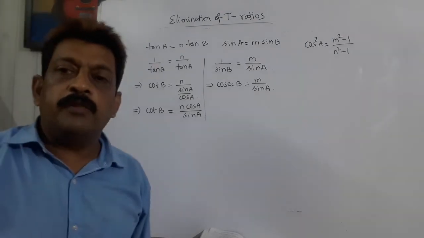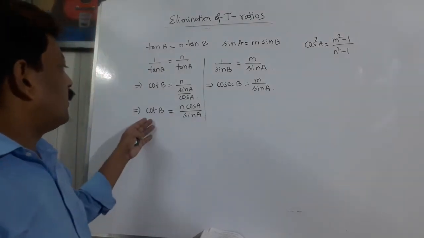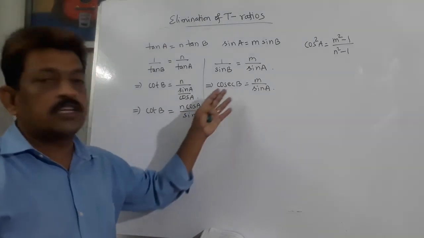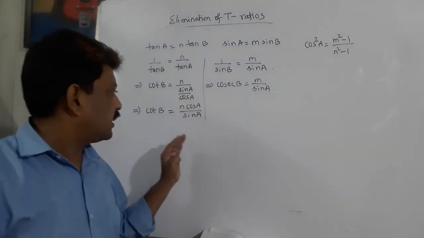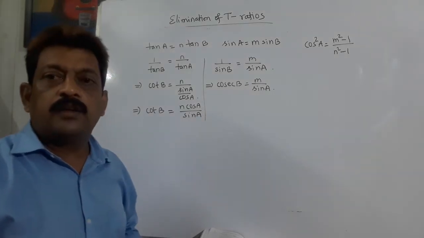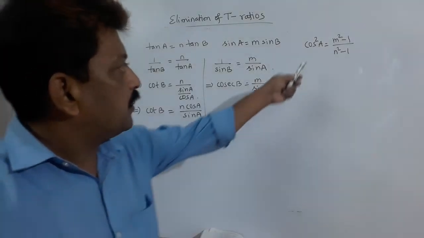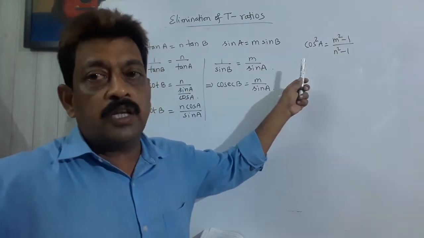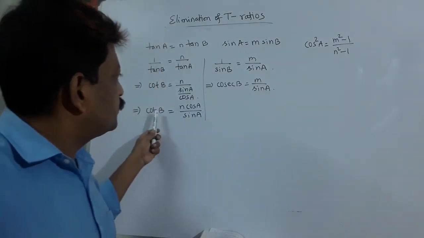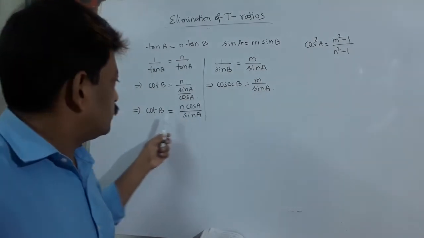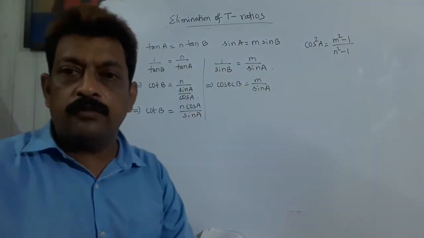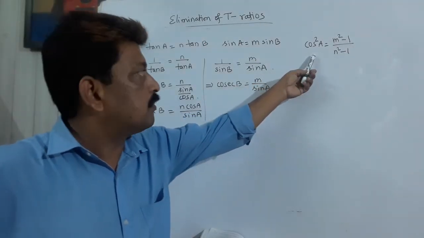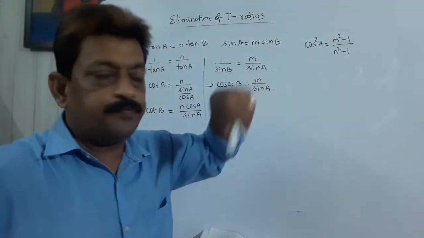Now a question may arise: why am I keeping this cot B and cosec B on the left hand side and everything else on the right hand side? It is clear from the question that it contains only cos square A, B is not there, so we have to eliminate the trigonometric ratios involving B. This cot B, cosec B, we have to eliminate. We have to keep only the trigonometric ratios of A.